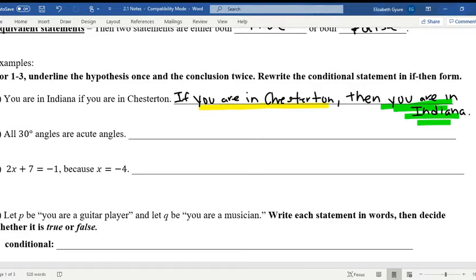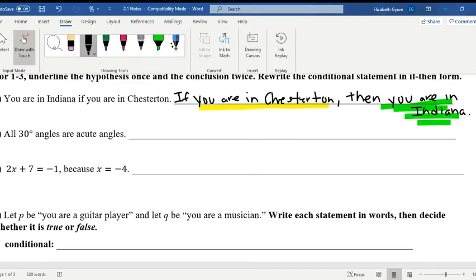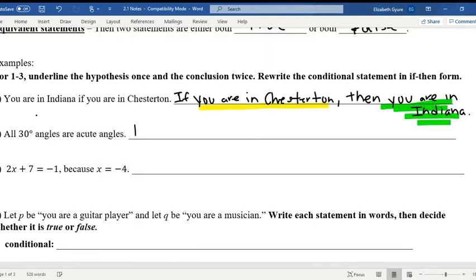Okay. All 30-degree angles are acute angles. So there's a few different ways you could phrase this, but I'm going to say if angles are 30 degrees, then they are acute. So if angles, or you could say if an angle is, if angles are 30 degrees, then they are acute.